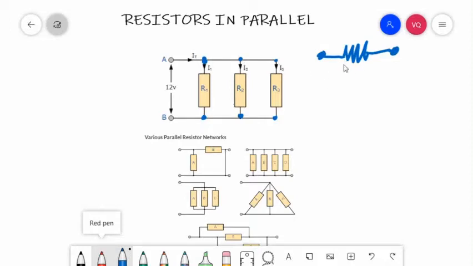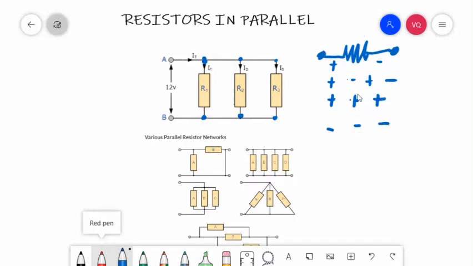We assumed polarities in our resistors. So this is positive, negative. We can apply this in parallel. So in series resistors, diba alternate lang positive, negative, positive, negative. But in parallel, it will be positive lahat yung nasa taas, negative lahat yung nasa baba.